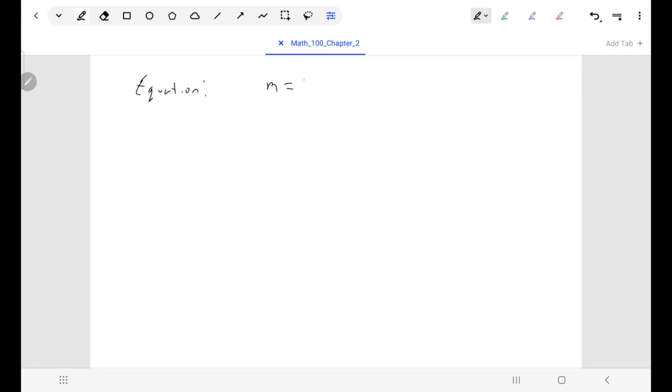So slope is 2. The point is 0, 0. And so we have y minus the y coordinate equals slope times x minus the x coordinate, or in other words, y equals 2x.